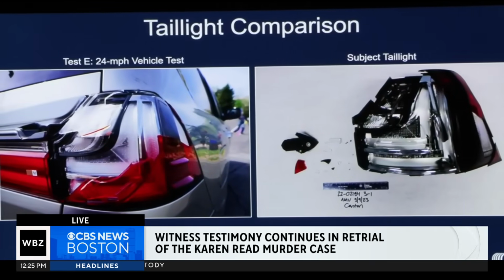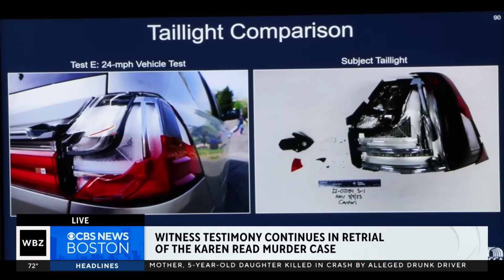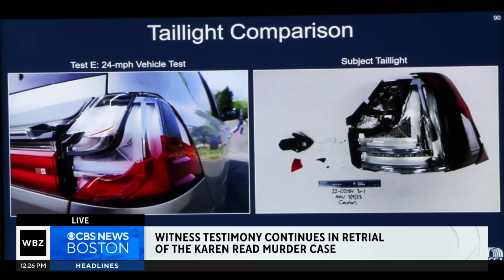What is this depicting? So this is a photograph depicting the quarter panel taillight subsequent to the 24-mile-an-hour impact test with the ATD arm, compared to that of the subject taillight. Based on this test, were you able to reach any opinions or conclusions as to whether the damage to the subject taillight is consistent with striking John O'Keefe's arm at 24 miles an hour, sustained in that form? Based upon the test results, it's inconsistent with striking an arm.